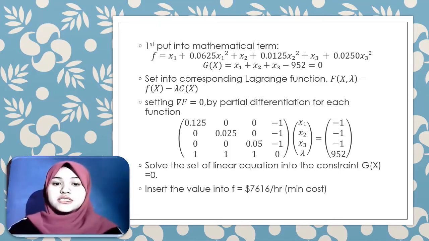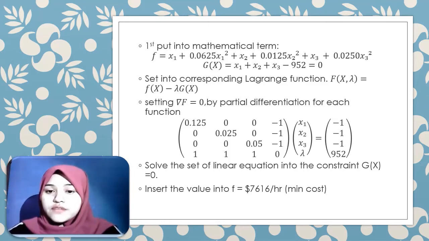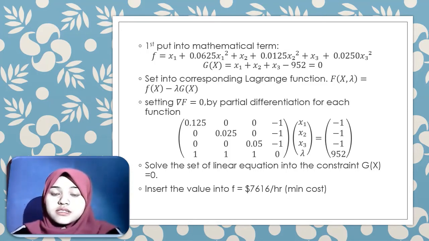Now we solve the set of linear equations with g(x) equal to 0, and we get x1 equal to 112, x2 equal to 560, x3 equal to 280, and lambda equal to 15. We insert these values into the function f, and we get the constrained cost equal to $7,616 per hour, which is the minimum cost. This is the generating schedule that minimizes the hourly cost of production.